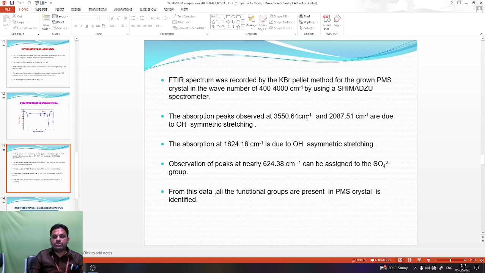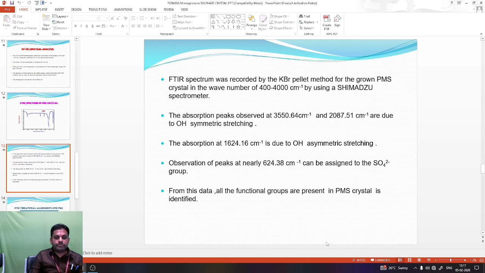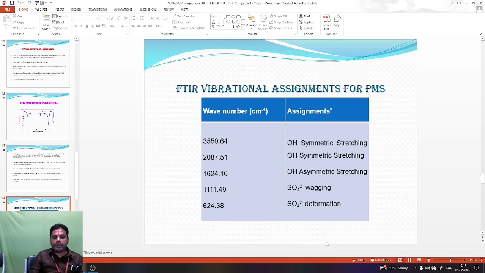So the absorption peaks are observed at 3550 and 2087, which are due to the OH symmetrical stretching, and the peak at 1624 is due to OH asymmetric stretching, and the peak observed at 624 is assigned to the SO4 2- group. So from this data, all the functional groups are present as expected for potassium magnesium sulfate crystals. The sulfate group is present and the OH group is also present, so the functional groups are easily identified.